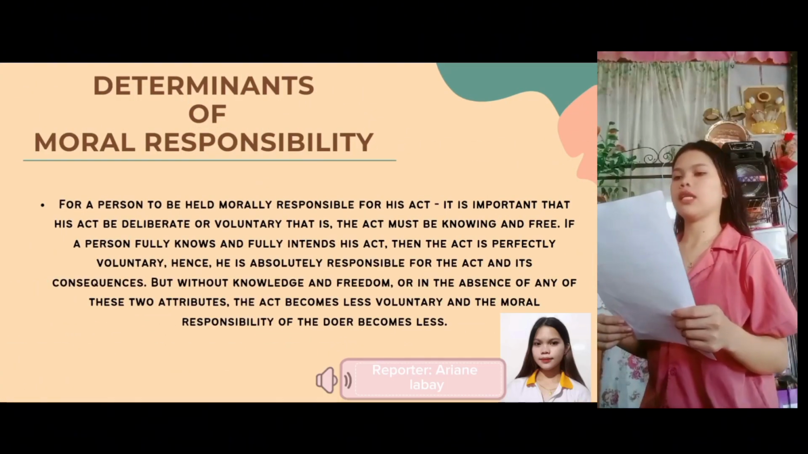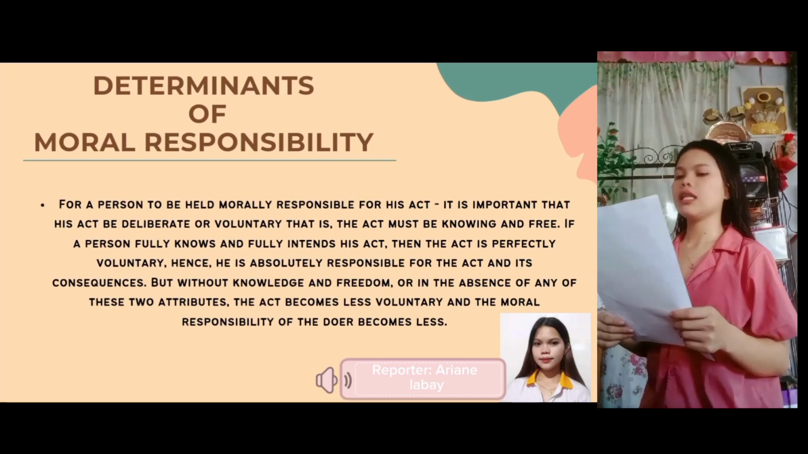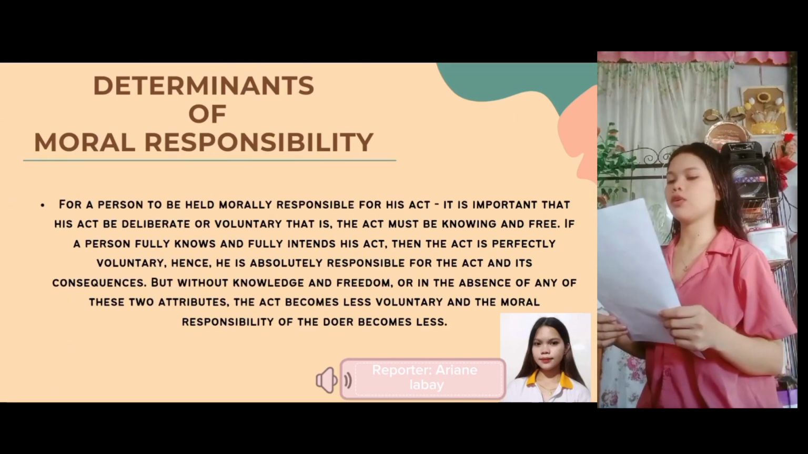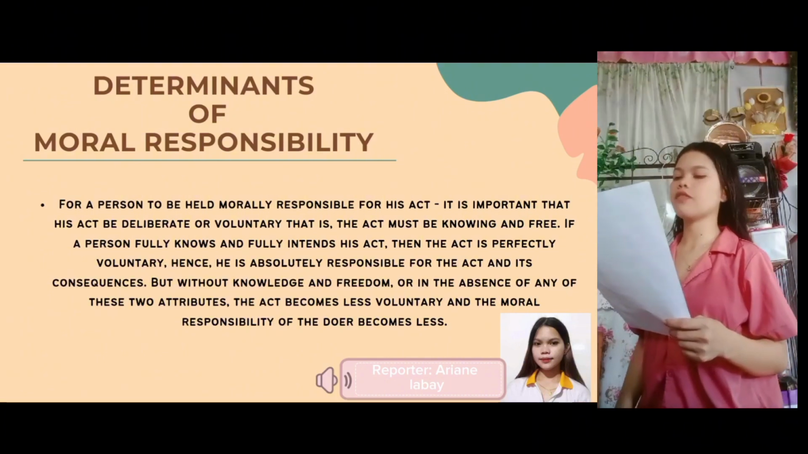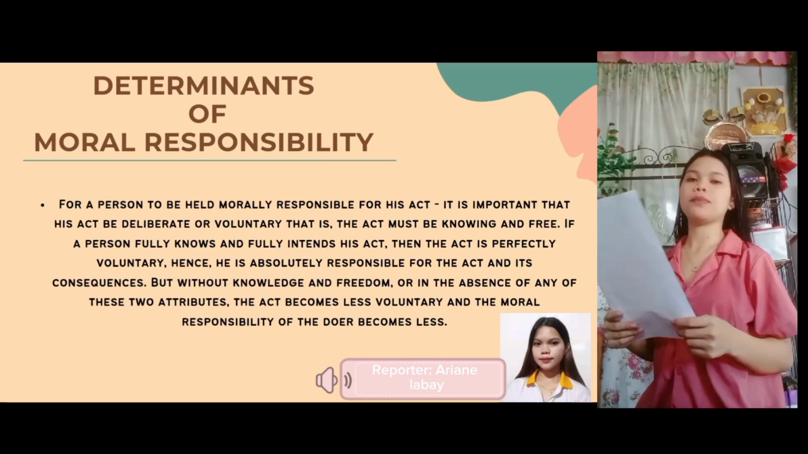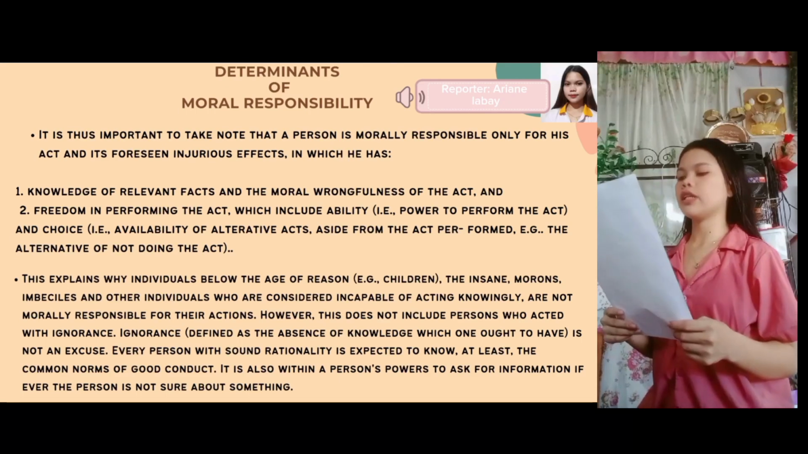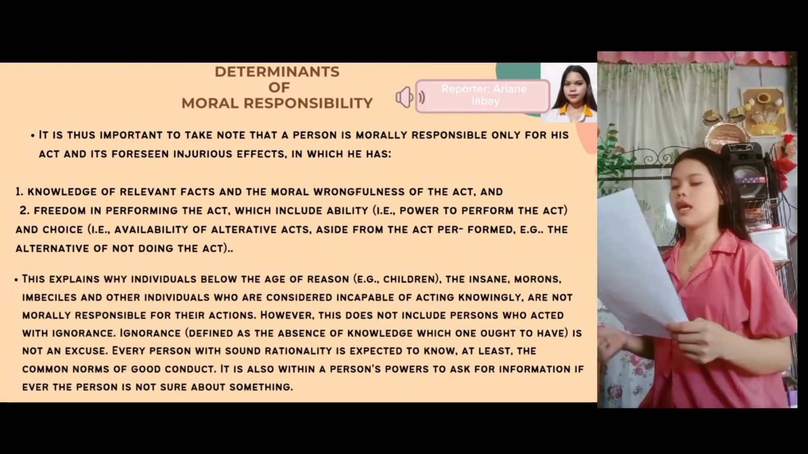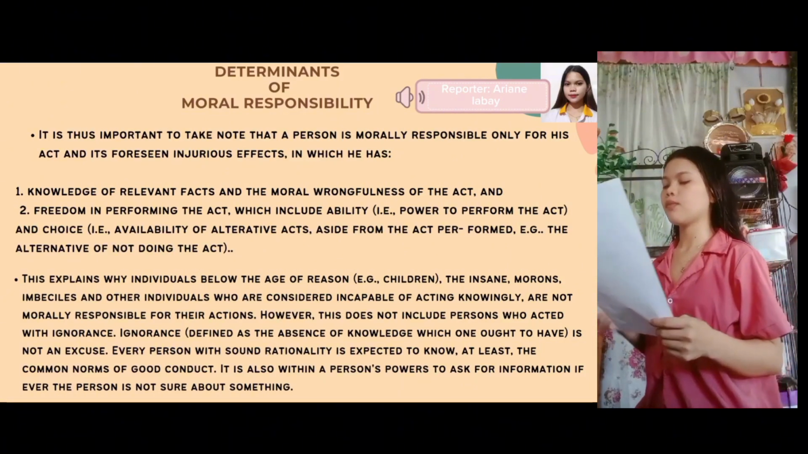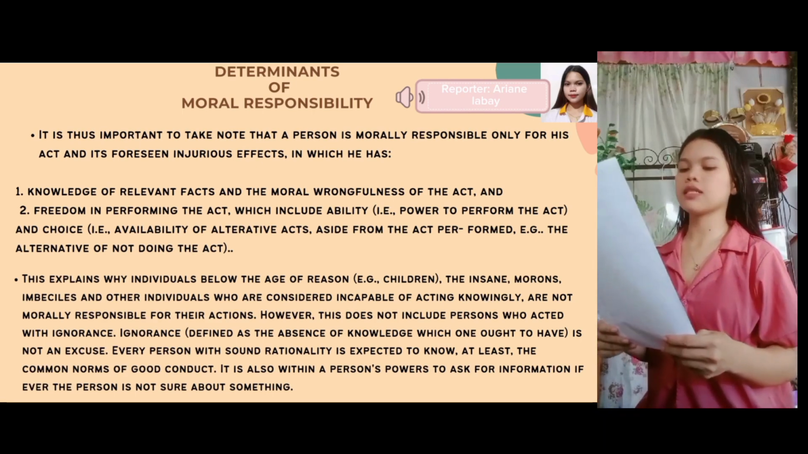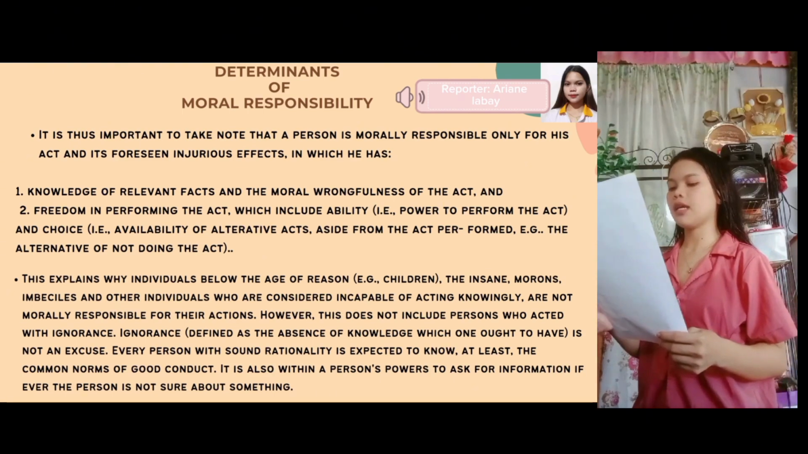Determinants of moral responsibility. For a person to be held morally responsible for his act, it is important that his act be deliberate or voluntary. The act must be knowing and free. If a person fully knows and fully intends his act, then the act is perfectly voluntary. It is important to take note that a person is morally responsible only for his act, and the requirements are: number one, knowledge of relevant facts and the moral wrongfulness of the act. Number two, freedom in performing the act.